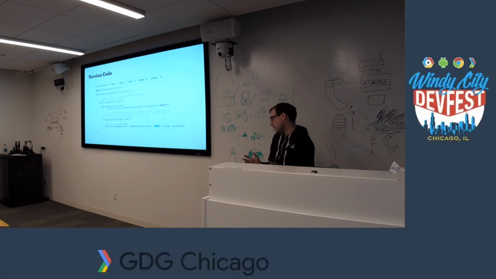But as I said, you have 2.1 billion choices to choose from. So if you need to go to something higher and go back to a normal sequential version code, you're probably going to be okay.